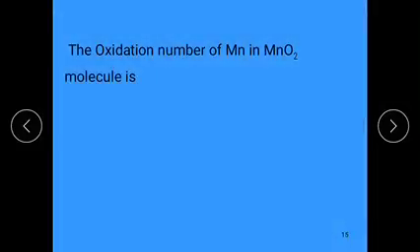The oxidation number of manganese in the MnO2 molecule is: plus 2, minus 2, plus 3, plus 4, minus 1. In this, let us assume manganese is x. The two oxygens are here, and each oxygen's oxidation number is taken as minus 2. MnO2 is a molecule, so its sum should be taken as 0.